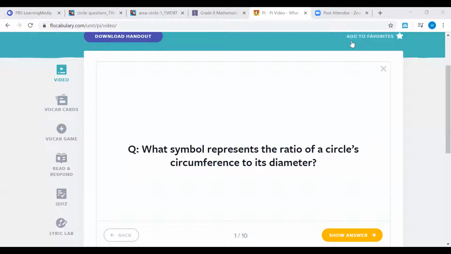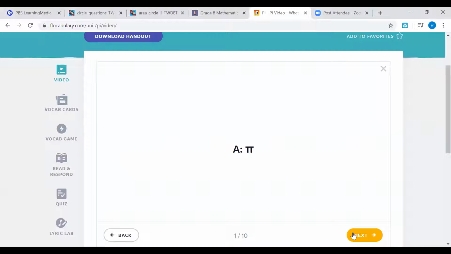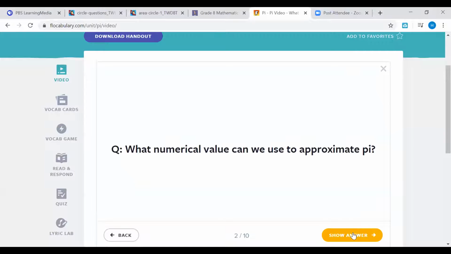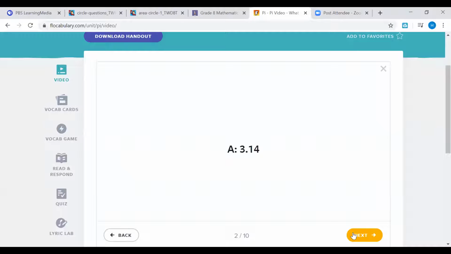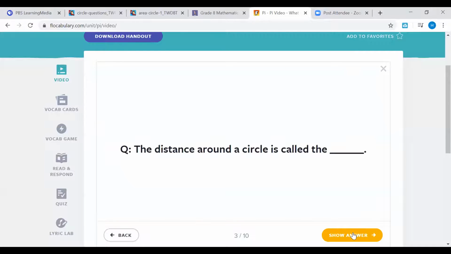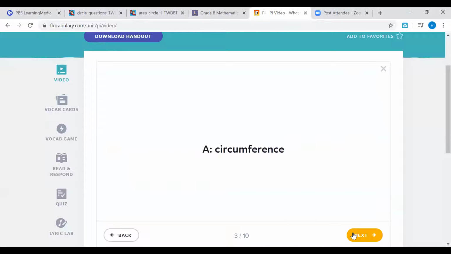Okay, let's look at the quick review. I'll read the question to you, and you can say the answer out loud or to yourself. What symbol represents the ratio of a circle's circumference to its diameter? Pi. What numerical value can we use to approximate pi? 3.14. The distance around a circle is called the circumference.